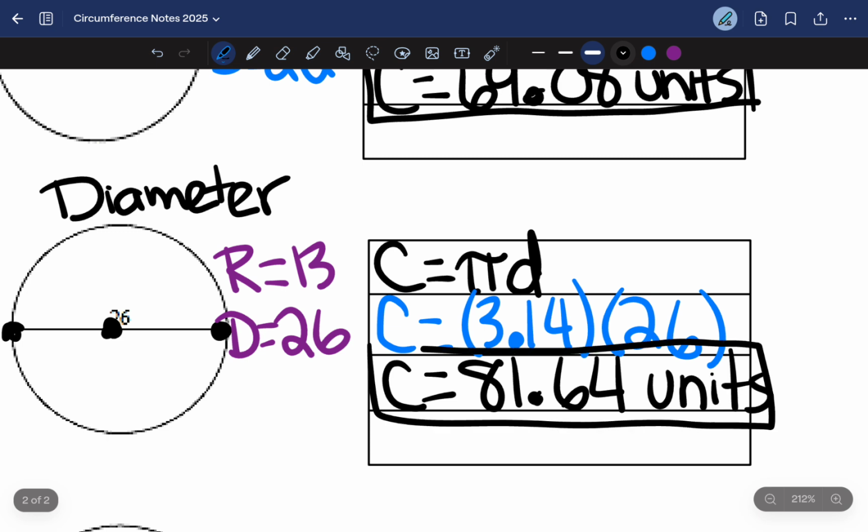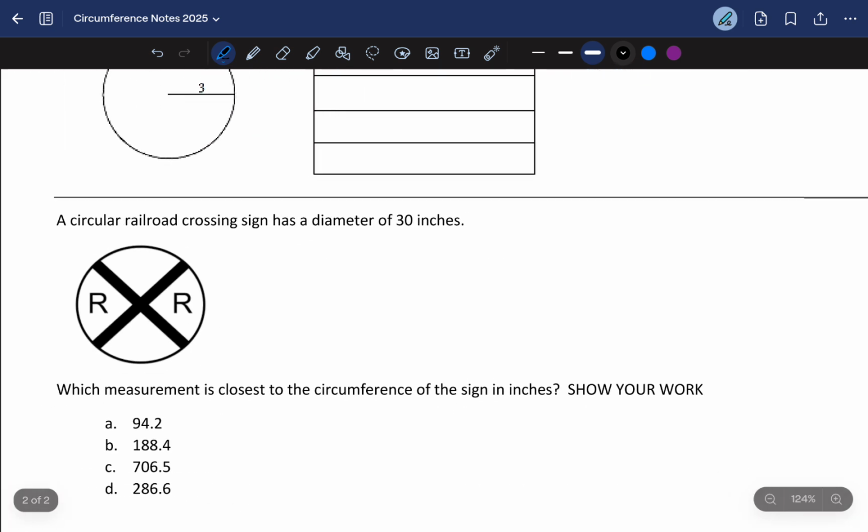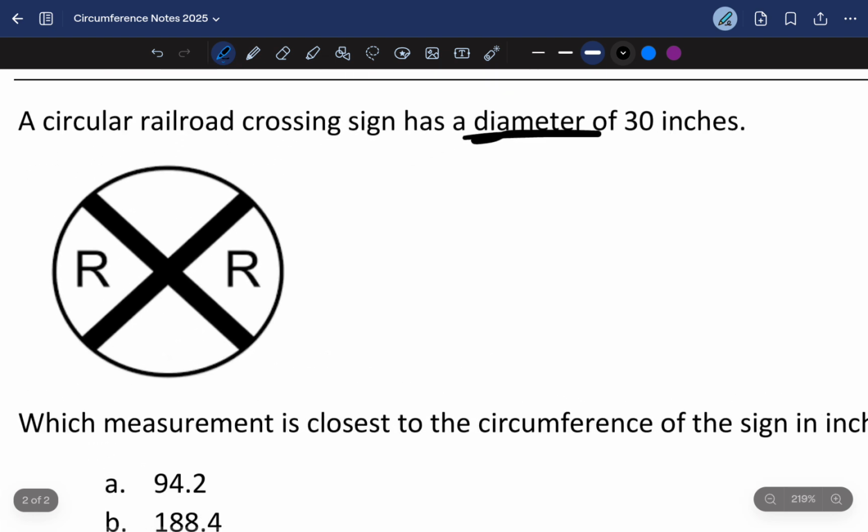All right, we're going to do one more problem, and it's that word problem at the very bottom. So let's take a look at it. It says a circular railroad crossing sign has a diameter of 30 inches. Then it says which measurement is closest to the circumference of the sign in inches. Show your work. Well, obviously we're going to show our work. So let's go ahead and break this down. So this railroad sign is circular and it has a diameter. So diameter means that it goes from one edge to the other. So I'm going to highlight this in blue right here and through the center. So that's our diameter, which is 30.